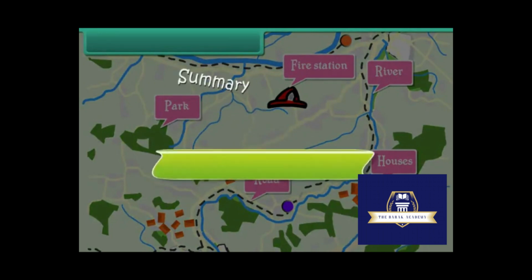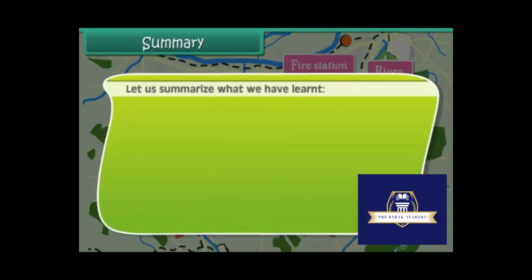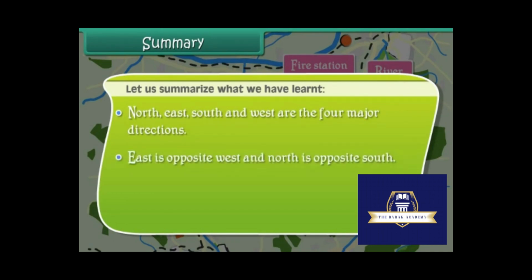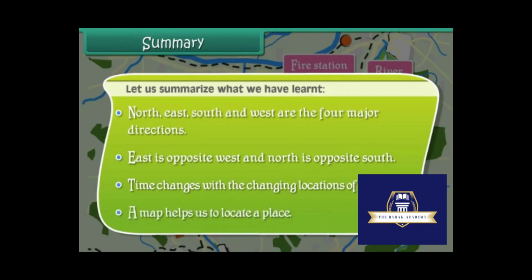Summary. Let us summarize what we have learnt. North, east, south and west are 4 major directions. East is opposite west and north is opposite south. Time changes with the changing locations of the sun. A map helps us to locate a place.